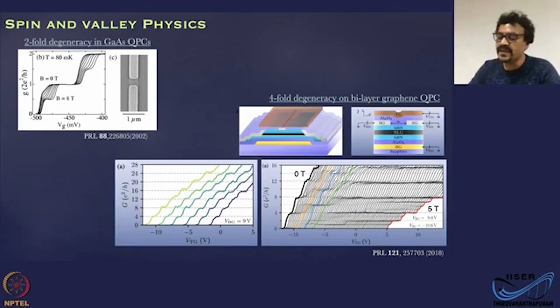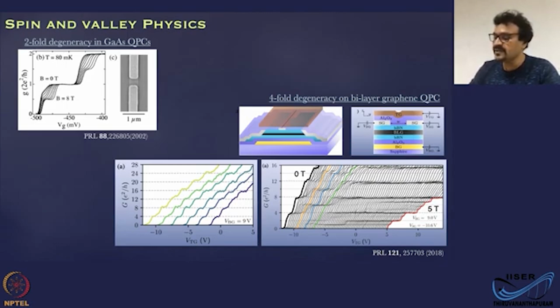So if you have spin, then you will have degeneracy 2. Then if you have valley, you multiply spin and valley, and then you have that many states. In this case, it is 4-fold. You have 2 spin, 2 valley. Okay, that's the story so far.